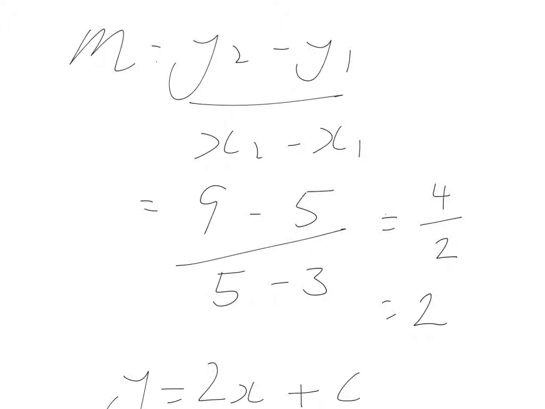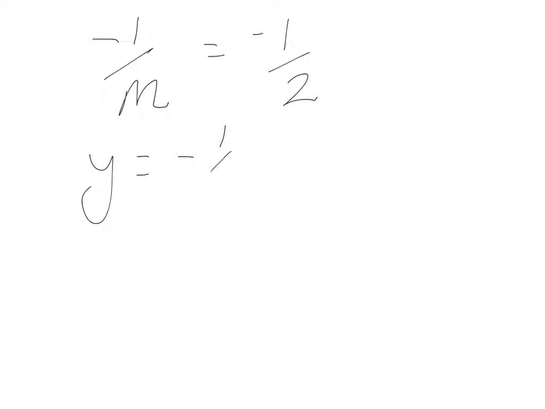However, I don't need to know the equation of this line, I need to know the equation of the line perpendicular to that. So if I know that the gradient of line A is 2, I need to use the formula minus 1 divided by m, which is minus 1 divided by 2, to find the gradient of the perpendicular line. I now know the gradient of the perpendicular line is minus a half, so y equals minus a half x plus c.